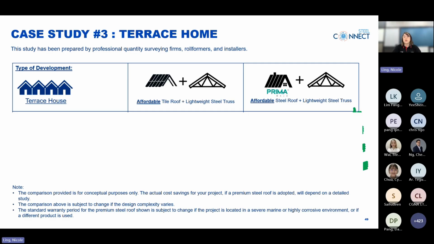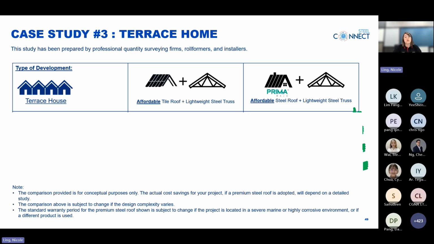Affordable steel roofing continues to deliver a cost advantage of up to 13%. Using steel roofing again can save up to 23% in lightweight truss cost in a terrace house compared to tile roofing because of the same similar roof design.